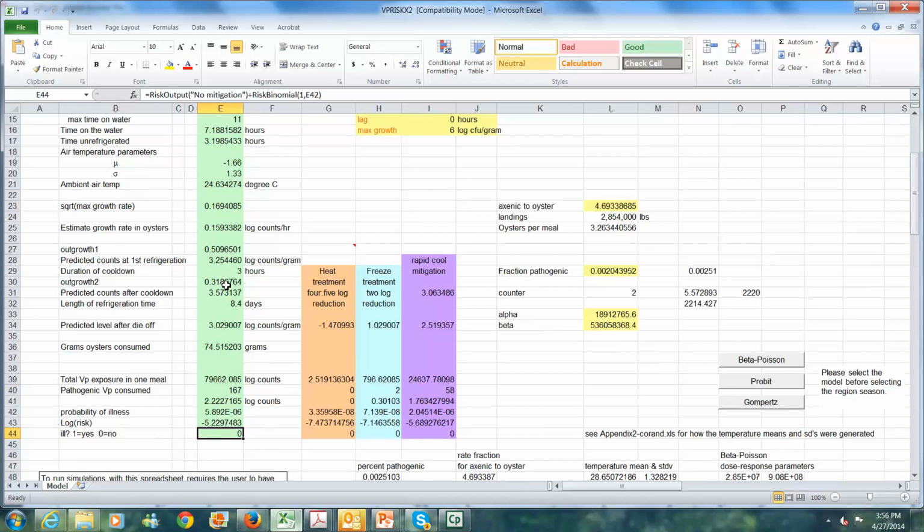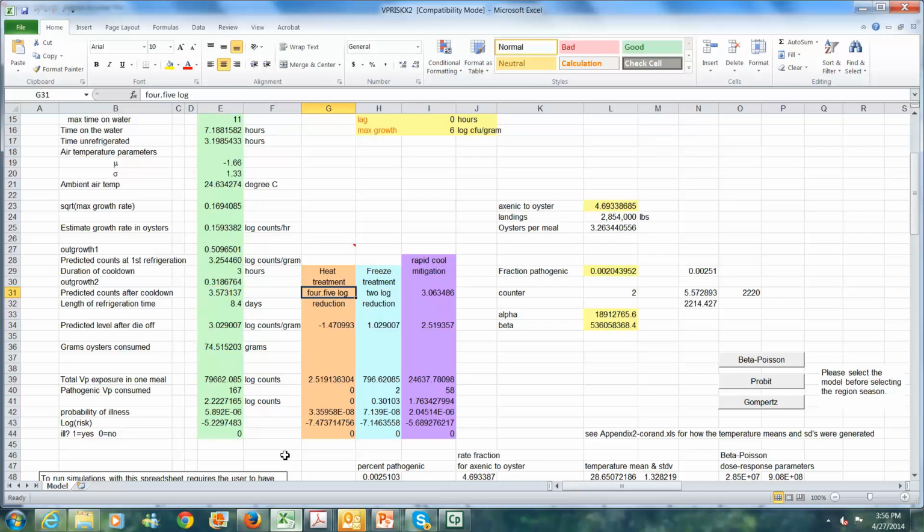So let's take this value right here. In the green column, we see that this person whose consumption is being modeled was consuming about 3.6 log per gram of oyster flesh of Vibrio. And if we follow that down through, we would see that this person ended up consuming 167 pathogenic Vibrio. They had about 10 to the minus 6 order of magnitude chance of becoming ill, and this person did not actually get sick.